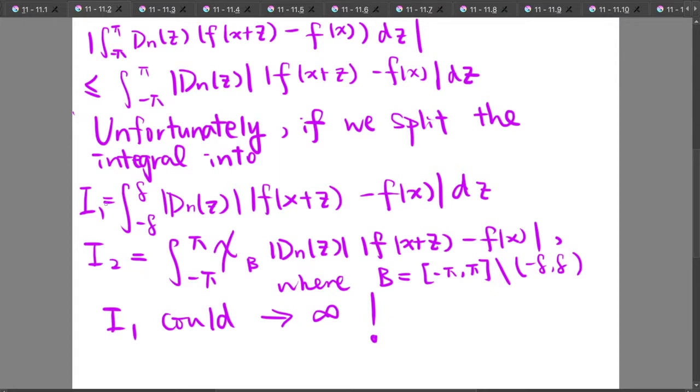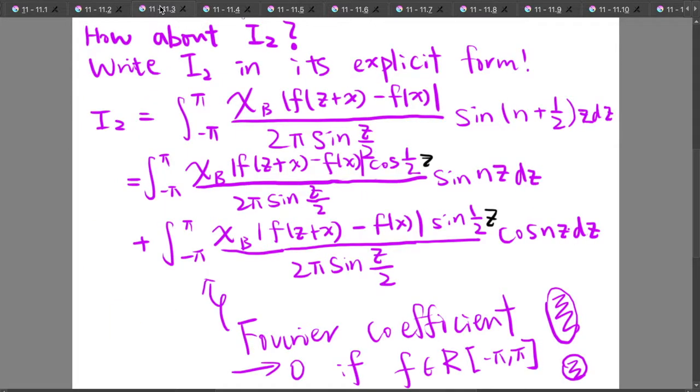However, as we have mentioned, the integral from 0 to delta of D_n(z) could tend to infinity as n tends to infinity. So it will happen that I1 will tend to infinity, and this is not the result we want to get, because we want this integral to be equal to 0 when n tends to infinity. How about I2? Well, we will show that I2 will always tend to 0 as n tends to infinity.